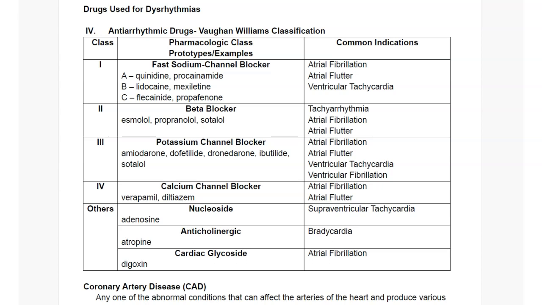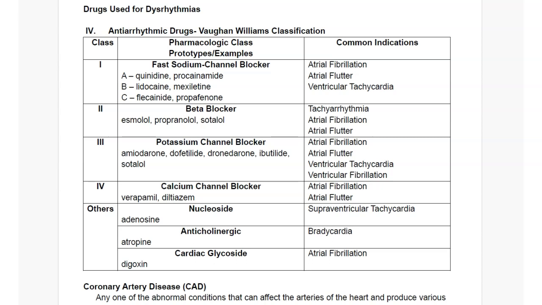The next class is class 4, the calcium channel blockers. Examples include verapamil and diltiazem. These are commonly used for atrial fibrillation and atrial flutter. And you also have other medications. An example is a nucleoside, adenosine, which is used for supraventricular tachycardia. This is a rhythm that's really, really fast, coming from somewhere above the ventricle.